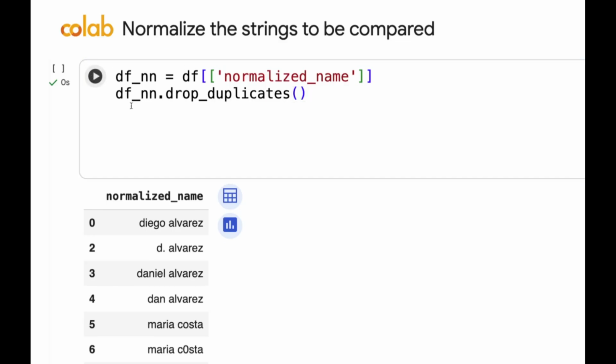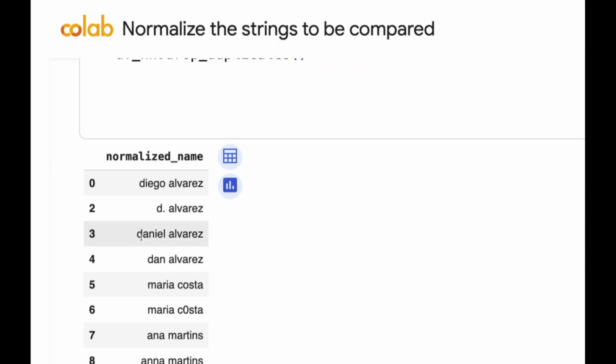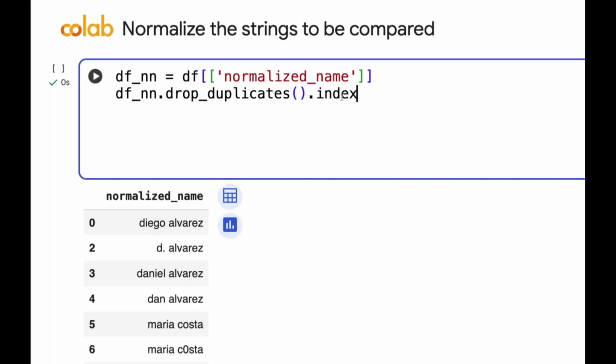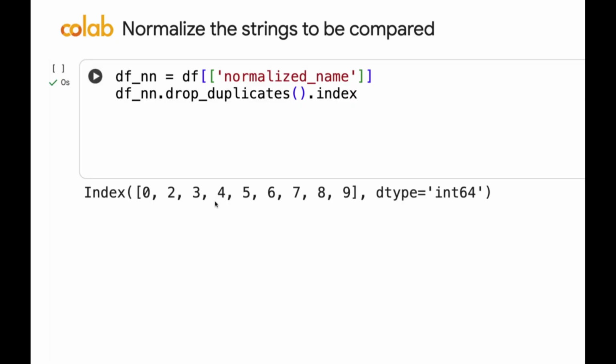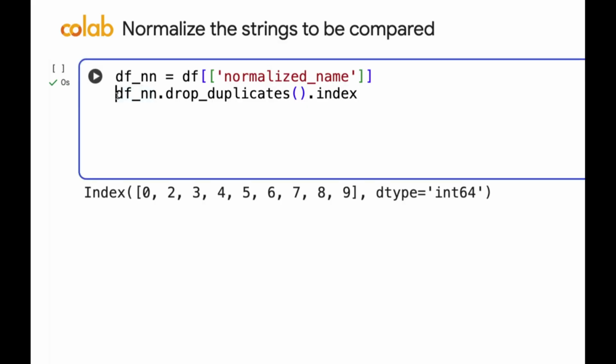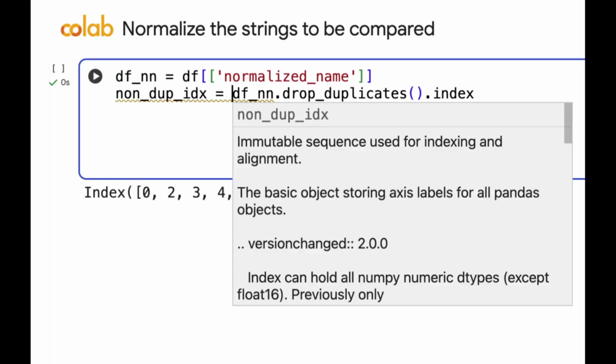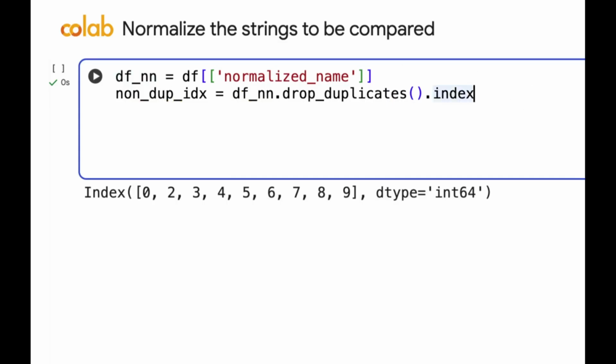So let me run it again. So now, focusing on this one column data frame, I removed one duplicate because they have the same normalized name. So one record is gone. Right? Now I focus on what's remaining, right? From 0, 2, 3, that's the remaining indexes. So I just use .index for this result data frame. That will give me 0, 2, 3, those rows that are not considered as duplicates. Right? And then I just called it non-dupe index. Okay. Now I got the non-duplicate record index.